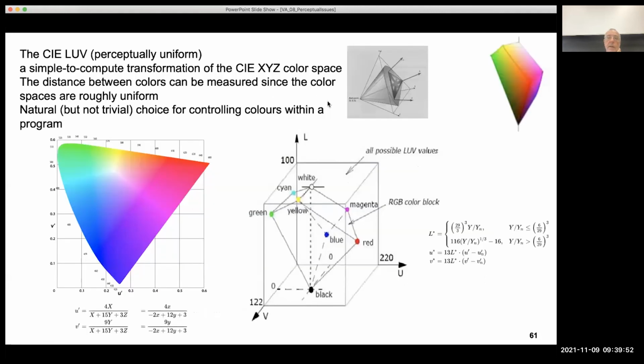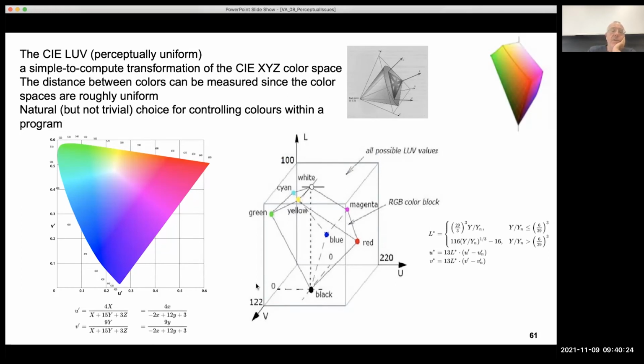So, and this is the last one, they produced what they call the LUV scale, that is perceptually uniform. The idea is that in this color scale, the difference between two colors should be proportional to the perception of these two colors. I say should because it is not a perfect story.